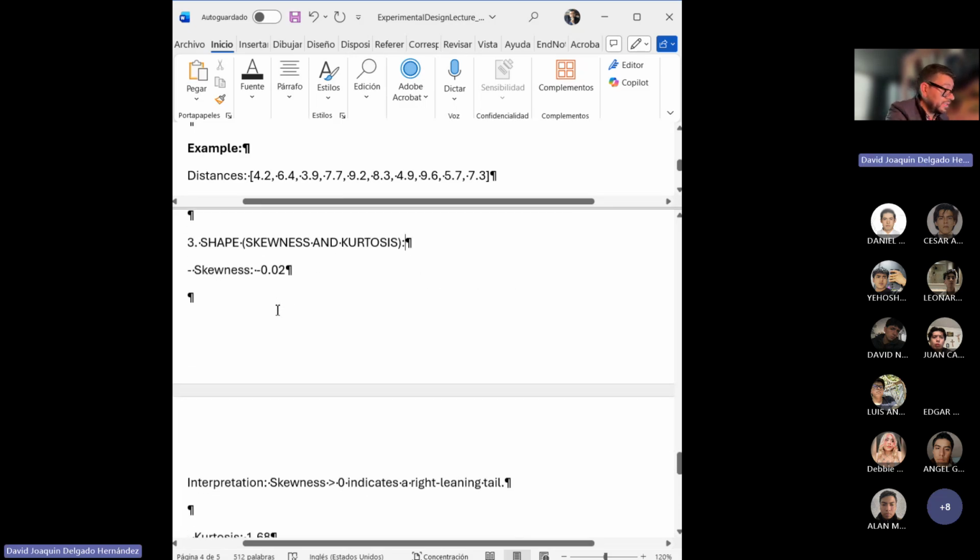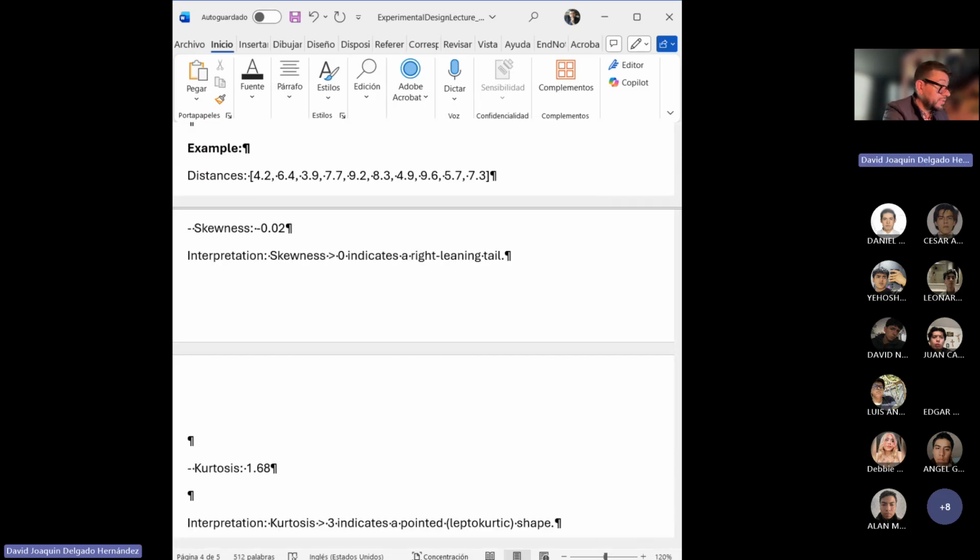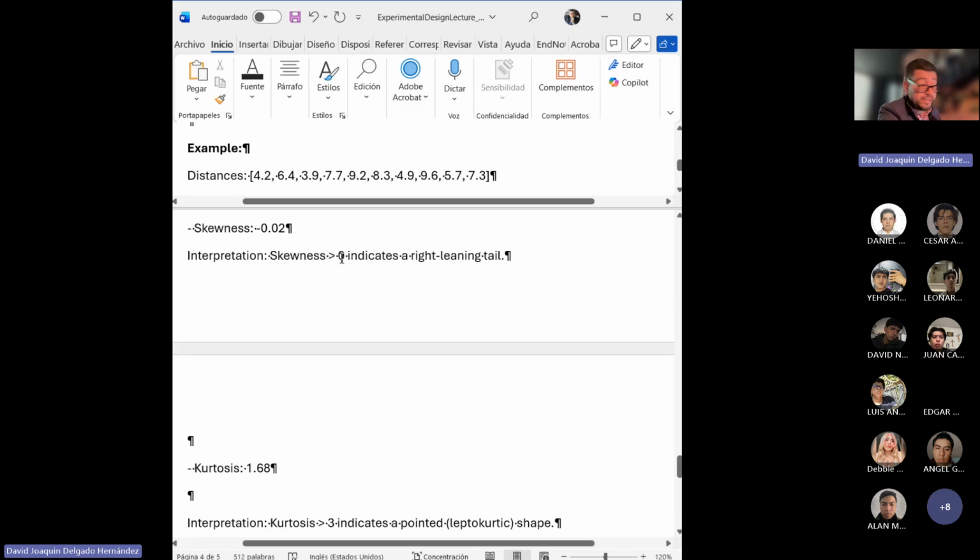Skewness in this case is minus 0.02. That means, because this is not greater than 0. So in this case, if skewness is greater than 0, it indicates a right leaning tail. But in this case, it's negative, so it indicates the opposite, which means that it is the left leaning tail.